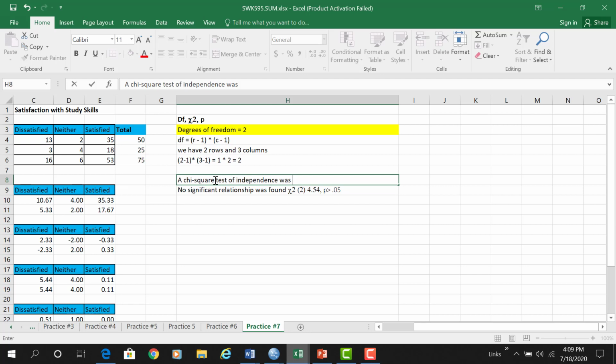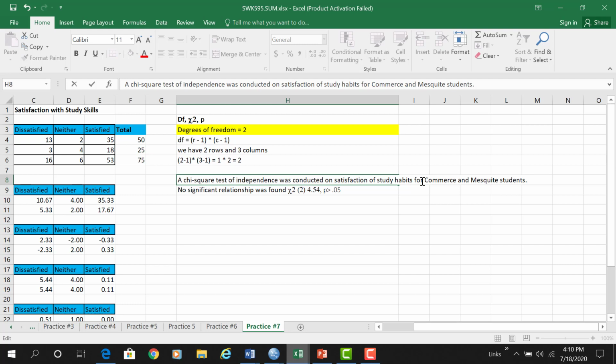So a chi-square test of independence was conducted on satisfaction of study habits for Commerce and Mesquite students. And you can say no significant relationship was found, or the results were not statistically significant. There are just different ways that you can word that.